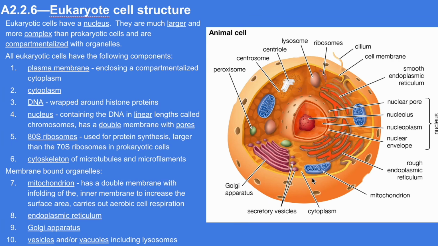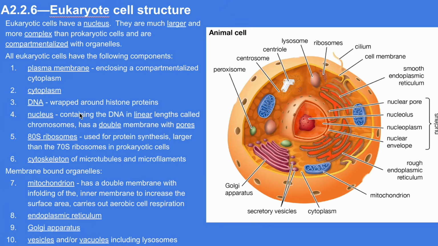Okay, we have our mitochondrion. This is our site of aerobic cellular respiration. Mitochondria also have 70S ribosomes inside of them, and there are several times that IB has asked that specific question as sort of a trick. So we'll talk more about that. Okay, lysosomes contain digestive enzymes.